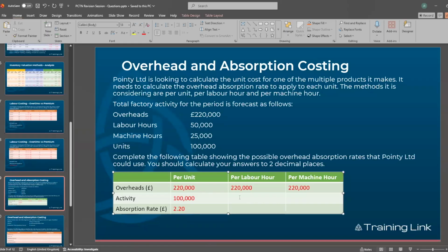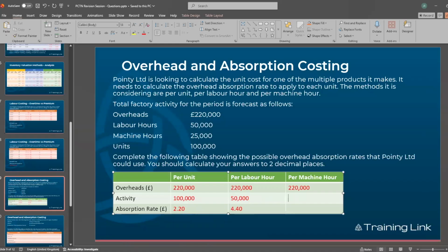If you were basing this on a per labor hour basis, in this case there's 50,000 labor hours. If we divide our overheads by 50,000 instead, we get £4.40. So instead, rather than adding £2.20 based on the units that we're selling, we're going to allocate these based on the number of hours it takes to make these products, specifically labor hour.